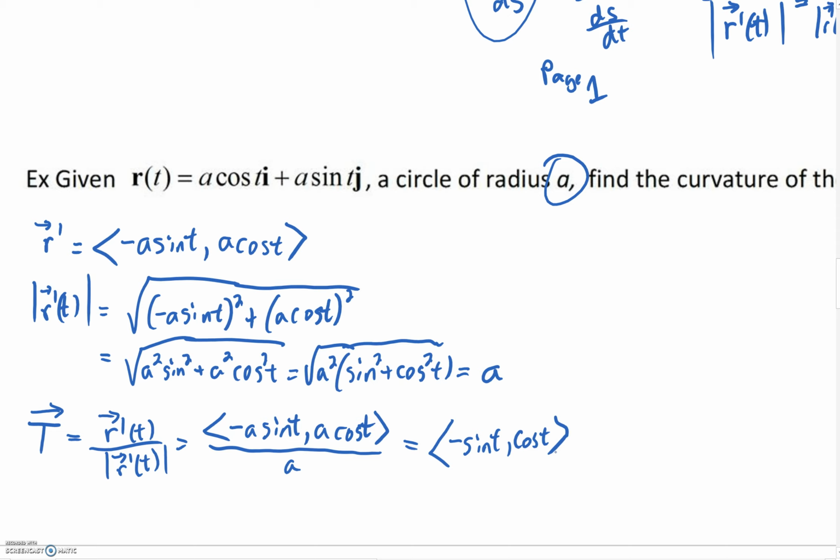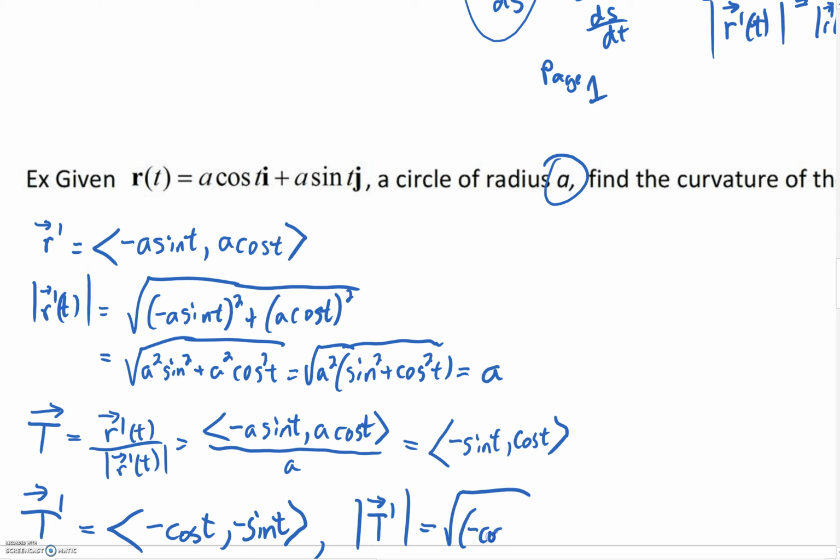Now we can go ahead and take our derivative. And as we have t prime here, in components, you can see we're going to have negative cosine of t and negative sine of t. And if we wanted to find the length, well, it would only take you a moment. It's negative cosine of t squared plus negative sine of t squared. Well, I think we can quickly see it's really cosine squared plus sine squared, which is 1. The square root of 1 is just 1 itself.